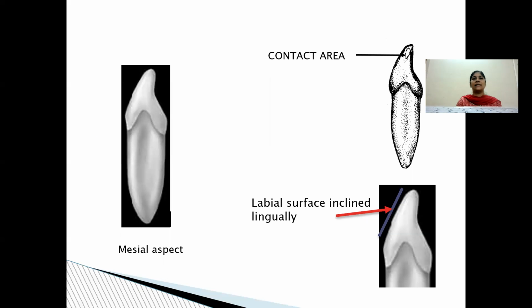This picture shows the mesial aspect, and you can see the contact area which is being labeled over here, and you can see the contact area is more incisally placed. Down here, you can see the picture showing the convex cervical area. So the cervical area shows the convexity, and from there you can see an inclination of the labial outline, and this is almost a straight line.